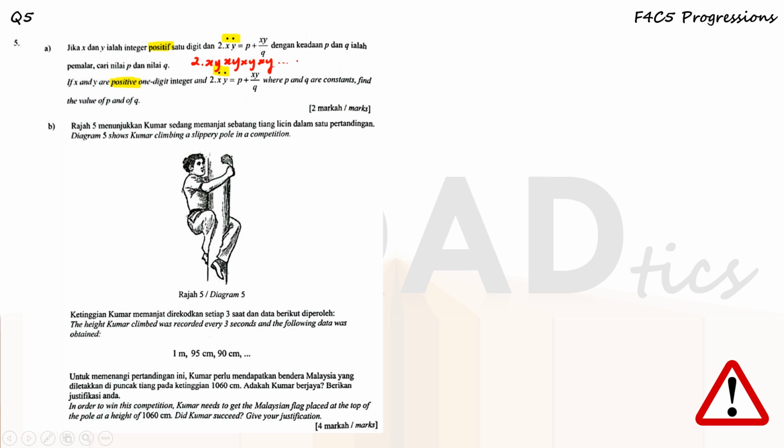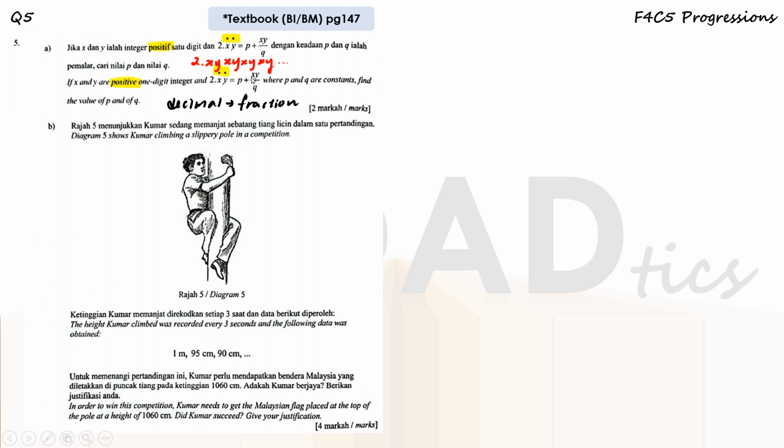It does not end. Okay, so this is actually explained in the textbook, either in the BI or the BM version, and it is on page 147. So it is at the right bottom side of the page. Okay, so what we need to do now is to change this recurring decimal into a fraction.